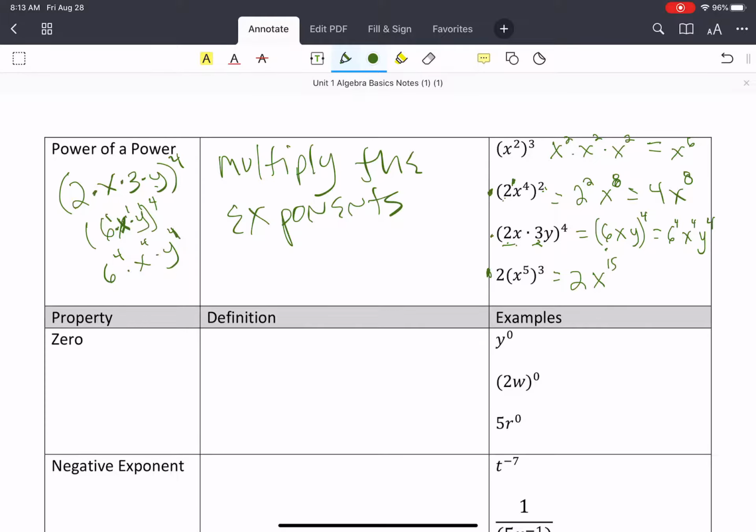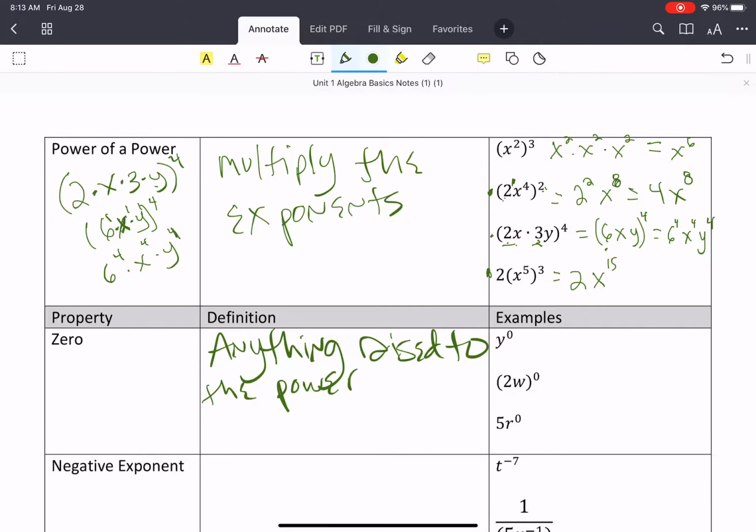Let's go on to the 0 power. Anybody remember what's special about an exponent of 0? Yes, anything raised to the power of 0 is 1.